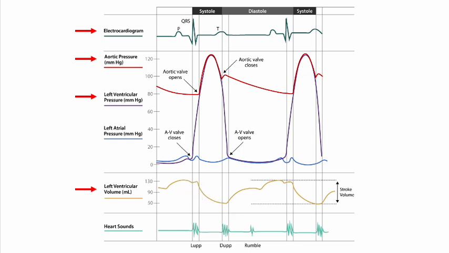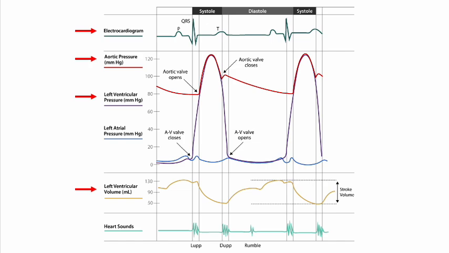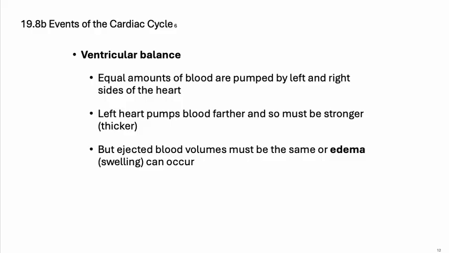Now, last short thing for this part is this idea of ventricular balance. So we talked a lot about, again, ventricular volume, ventricular pressure. Ventricular balance is the idea that the left and right sides of the heart, in terms of the volume and amount of blood that's being pumped, it's about the same. So roughly equal amounts of blood are pumped by left and right sides of the heart. Now, that's not to say that the left and right sides of the heart are identical, right? Because we know that they're not, right?